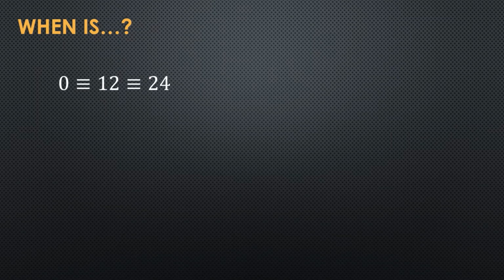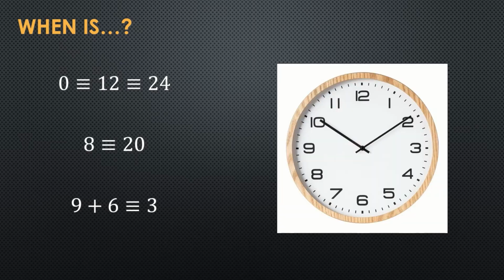When is 0 congruent to 12 congruent to 24? When is 8 congruent to 20? When is 9 plus 6 congruent to 3? On a clock. When we're measuring time, the position of 0 on a clock is the same as 12 and the same as 24 hours. 8 p.m. is also known as 20 o'clock in 24-hour time, and 6 hours after 9 o'clock is 3 o'clock.